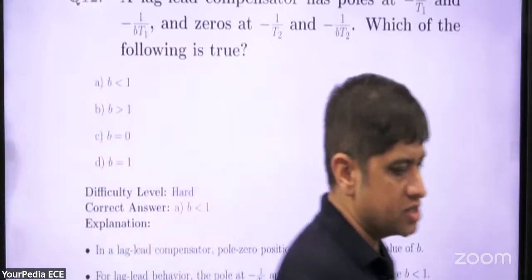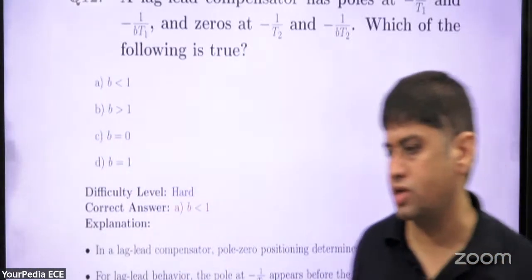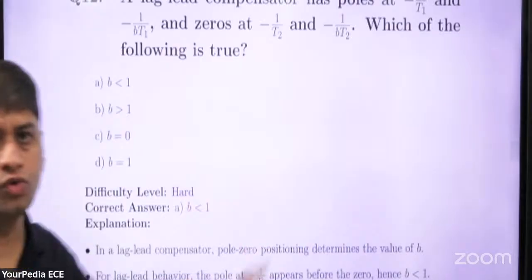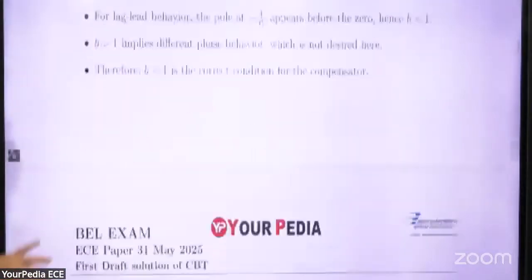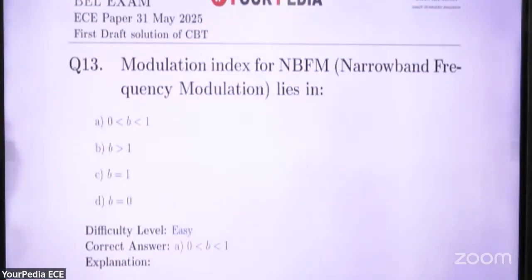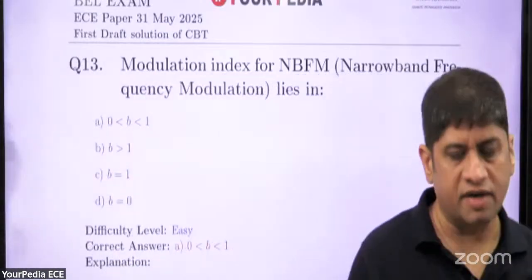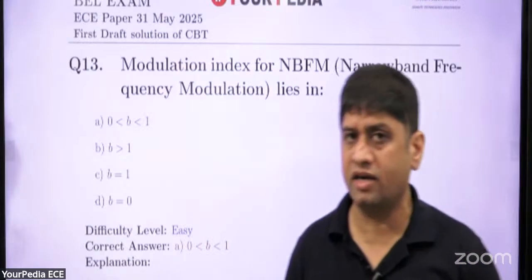If any question is not in this, if a question has not come yet, then please share that question. Please share the question so that mentors solve that particular paper. The entire paper is provided to you. The detailed solution is provided to you. First time YourPedia is providing you the detailed solution of the CBT conducted.